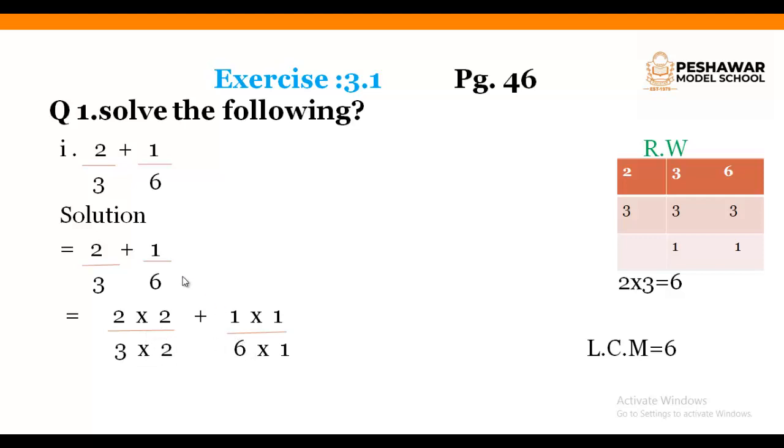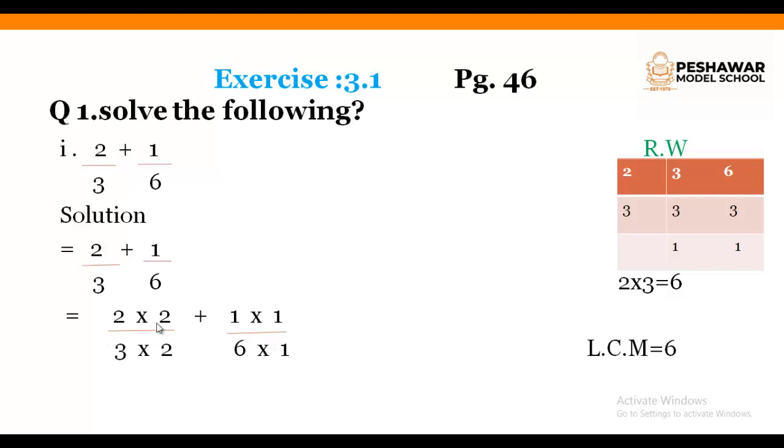3 2 times 6. 2 will multiply with 3, the numerator and denominator as well. Then put the sign of addition from the question. 1 by 6, write the next fraction. Check the LCM in the denominator. 6 1 times 6. 1 will multiply with numerator as well as with denominator.